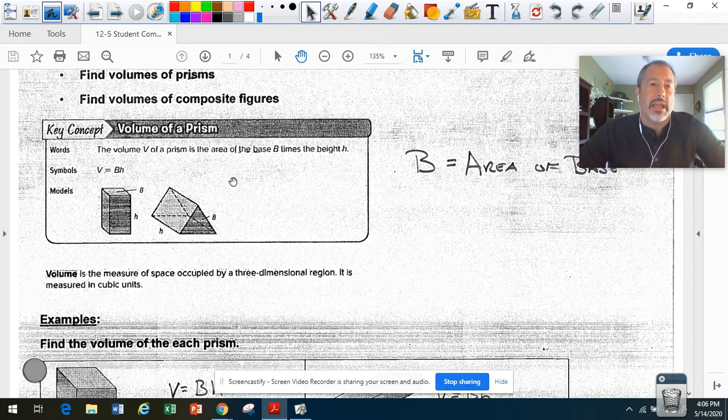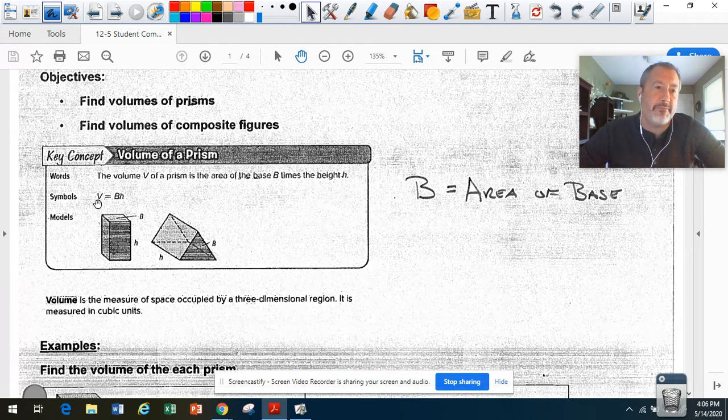Okay, so if we look here, we want to know what the formula is for the volume of a prism. So V equals big B times H. Now, what does big B mean? Big B could be different depending on the shape of the prism. The big B is the area of the base. So as we see here, the area of this base looks to be a square. So really our equation for this one here would be V equals side squared times the H, because side squared gives us the area of the base.